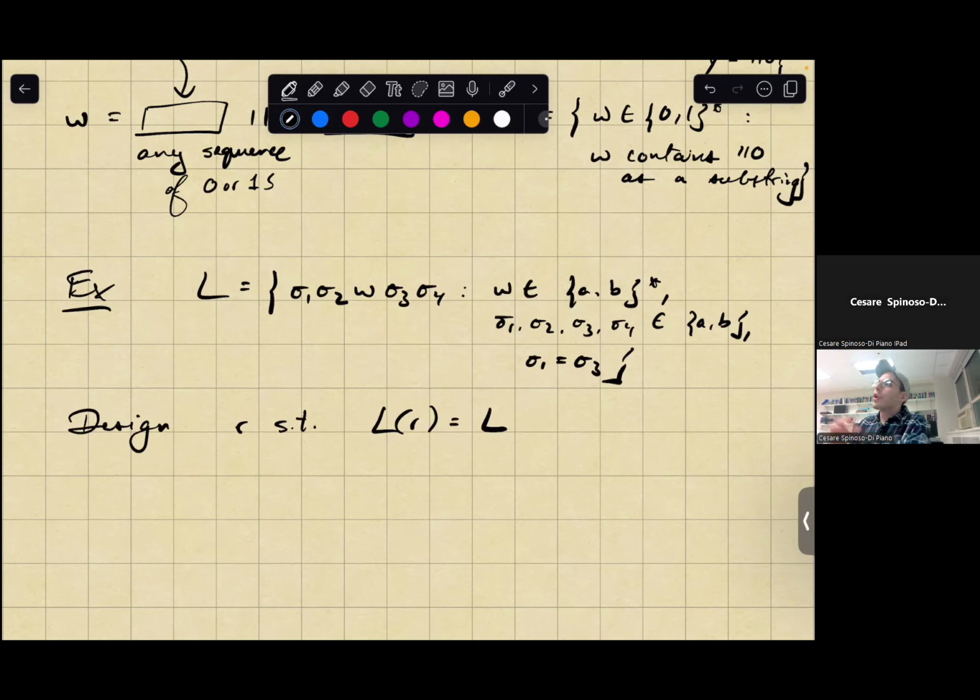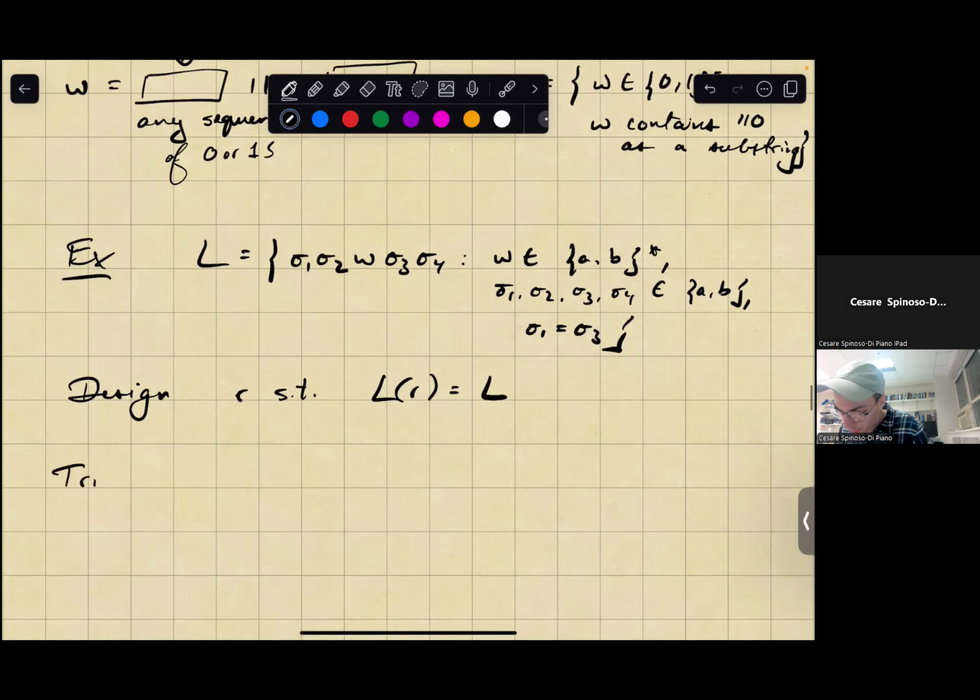So there are a few tricks in terms of designing regular expressions. One big one is breaking things down into pretty intuitive subcases. So this is, I would say, the first trick. Trick 1 is you want to just consider all cases.